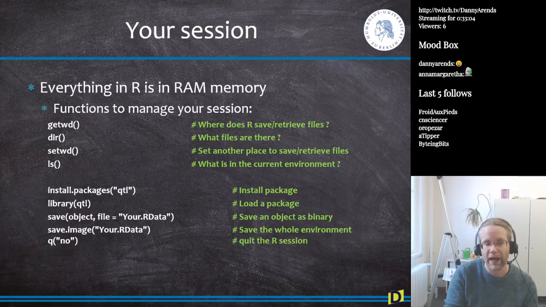So a tip that I have is, when you quit R in Windows, you can just click the X on the top right corner. It asks you, do you want to save your session? Always click no. If you want to quit R from the command line, so if you just want to say quit, right, then you can say q, which is the quit function, but then give it the parameter no to make sure that it doesn't save the whole session.